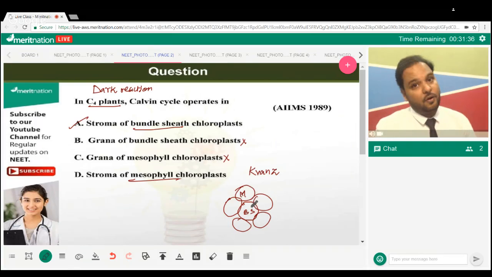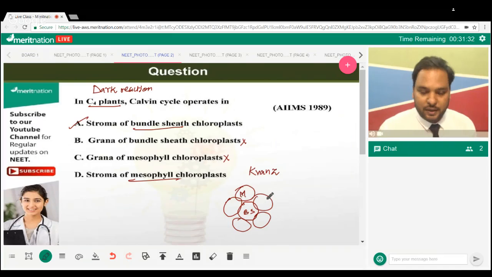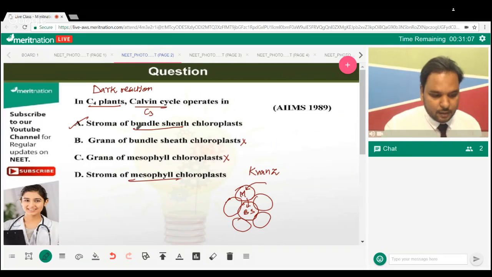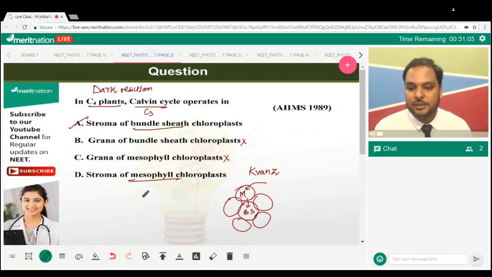So first of all, there is two-way CO2 entering here. CO2 enters through mesophyll cells, and here the C4 cycle is going on, or you can say the first fixation of CO2 happens, and this then leads the CO2 into the bundle sheath cell where the C3 cycle happens with the help of Rubisco. So that's the reason. C3, that is the Calvin cycle, it is asking. The C3 cycle happens in the stroma of the bundle sheath chloroplast.